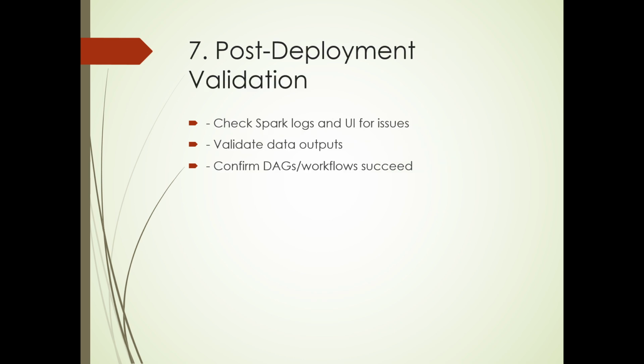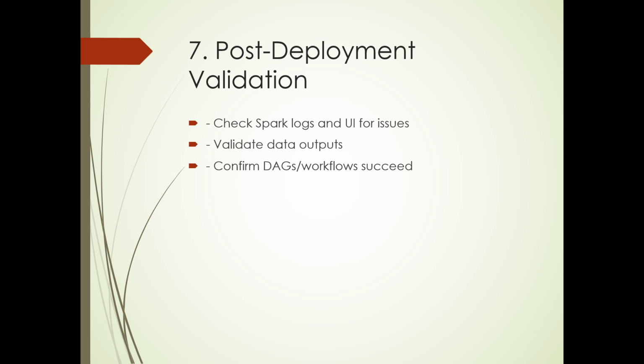Now, post-deployment validations. Deployment is done, and after deployment we need to validate whether our changes are working or not. What we need to do is check our Spark logs and UI for issues. Once the deployment is done, we'll request the support team to run the job. Once the job is done, we need to validate the Spark application logs, whether those changes are implemented or not, and validate the data outputs. After the Spark application is done, we need to validate whether we are getting the expected output for these changes, and confirm the DAG and workflow succeeded.